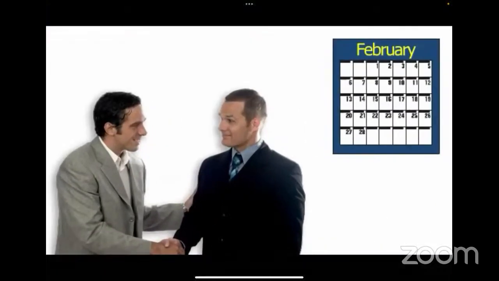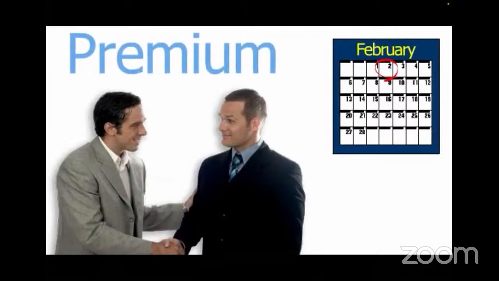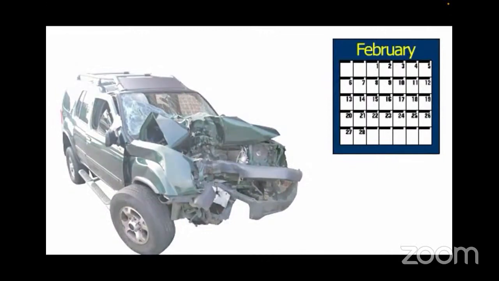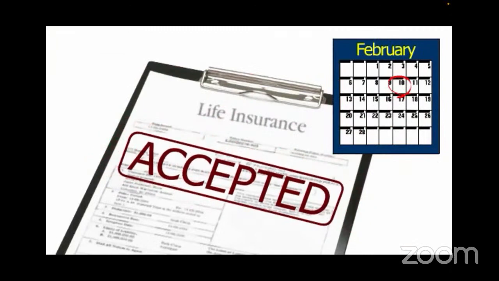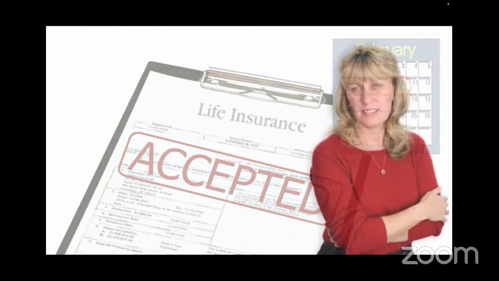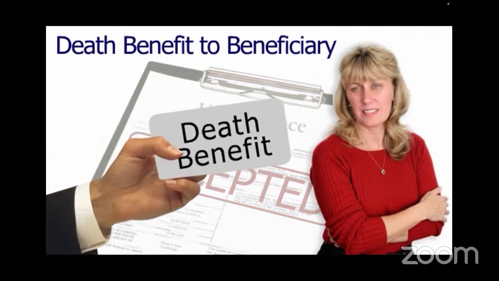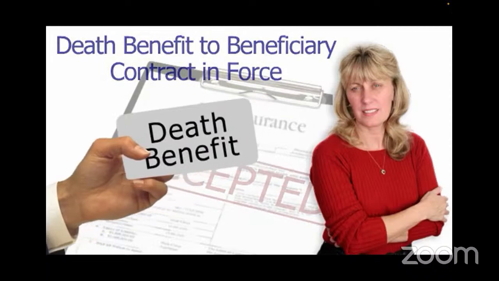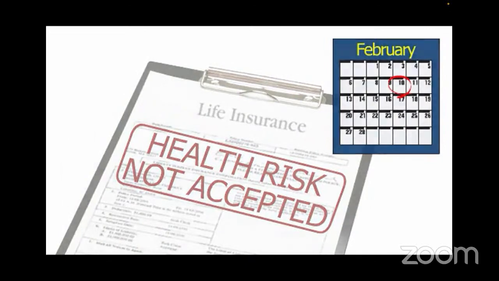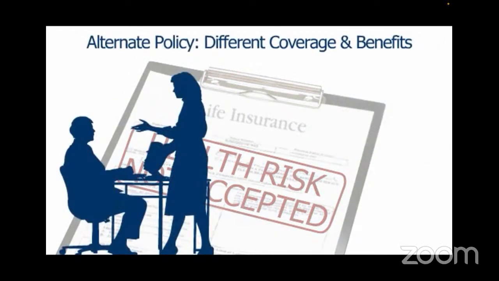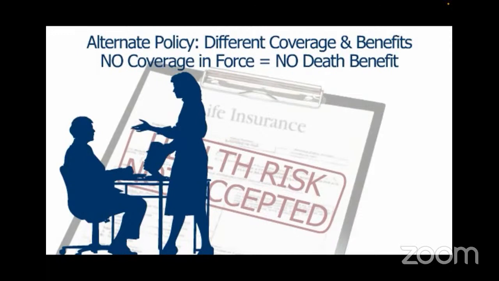Jeff applies for life insurance on February 2nd. He pays the required premium and accepts a conditional receipt. Unfortunately, 3 days later, Jeff is killed in a car accident. On February 10th, the underwriter accepts Jeff's life application on a standard basis and issues a policy. Even though Jeff is already deceased, the company will pay the death benefit to the beneficiary because the legal contract is in force. Now, what if the underwriter did not accept Jeff's application due to a possible health risk? The agent may still attempt to deliver a policy that offers a different amount of coverage and benefits than those applied for. He must, however, inform the beneficiary that there is no coverage in force, and thus no death benefit will be paid.